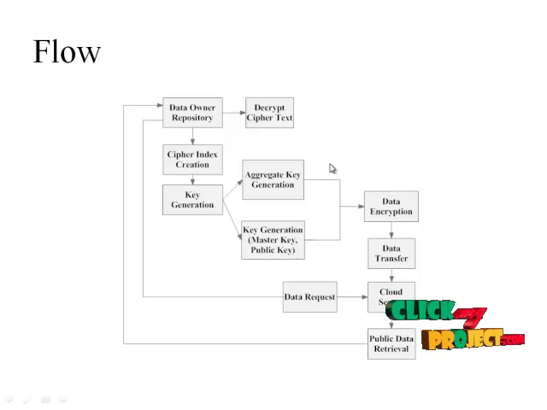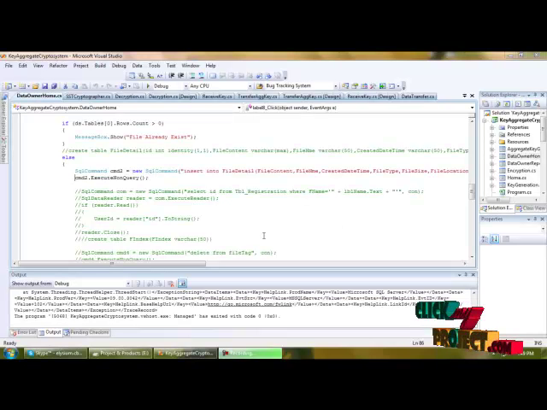The encrypted message will be based on the aggregate key. The encrypted message will be transferred to the cloud server, and the cloud server will receive the encrypted data and transfer it to a receiver. The receiver will get the encrypted message from the server, and will get the aggregate key from the data owner. Finally, the receiver will decrypt the ciphertext based on the aggregate key.